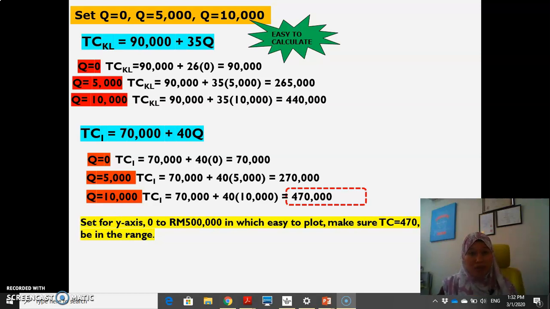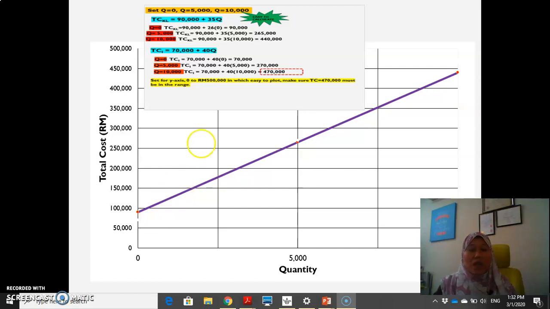Now I want to plot the graph. Here I set 0 to 10,000 and 0 to 500,000. This one is the quantity and this one is the total cost. These are the values that we calculated earlier. We start with KL. When Q is 0, it's going to be 90,000. So 0, 90,000, plot one here. And then at Q 5,000, it's going to be 265,000.